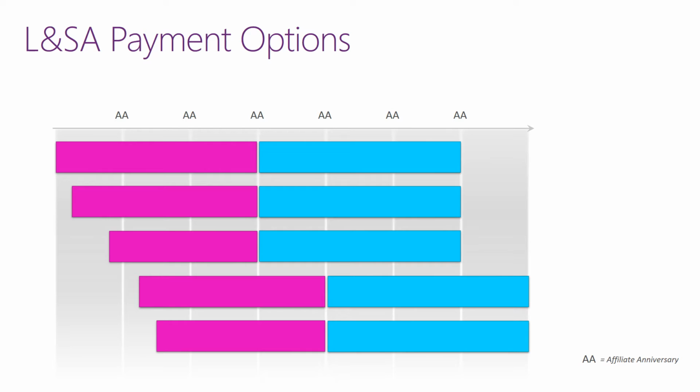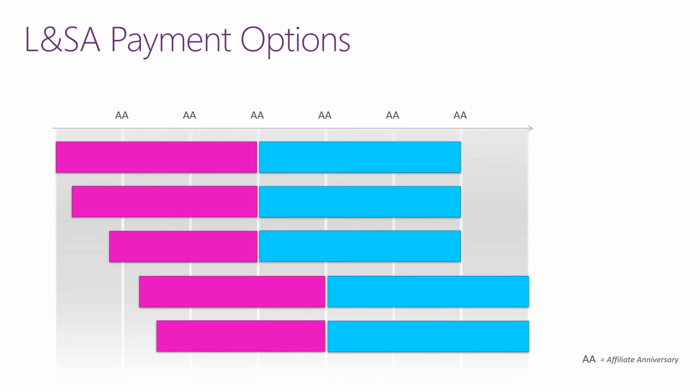In the last part of this section, I want to look at the payment options available when customers buy licenses with software assurance. We've seen this diagram before, which represents the purchase of licenses with software assurance in the pink, where the amount of software assurance purchased is aligned to the third anniversary. And the renewals of the SA are shown in blue, and that's always for 36 months.